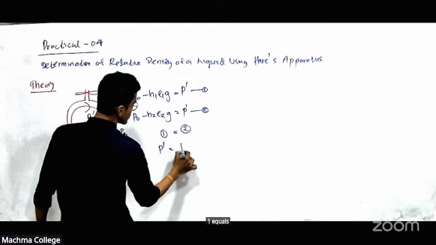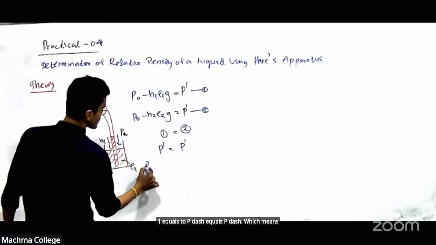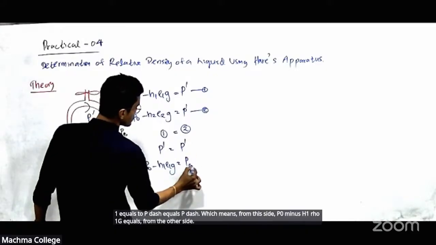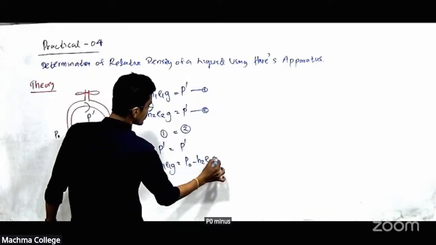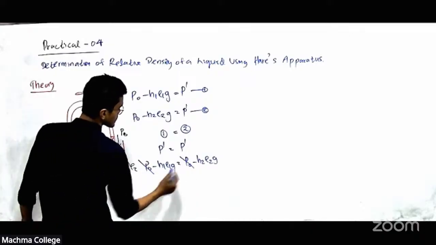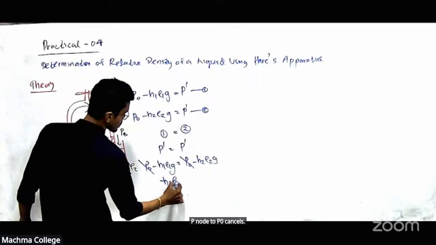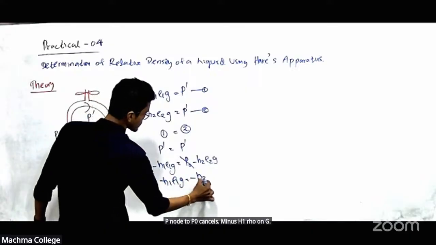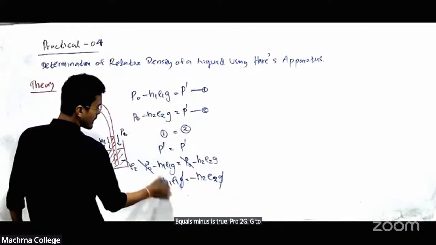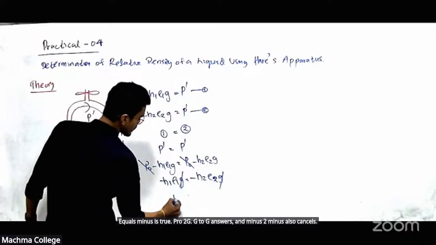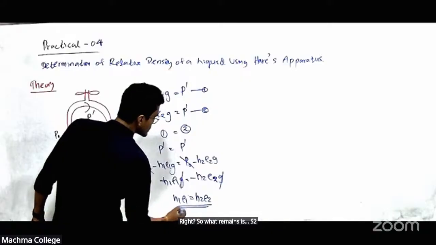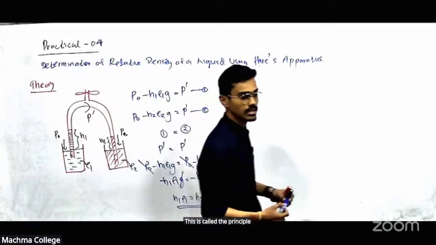P dash equals P dash, which means from this side P naught minus H1 rho 1 g equals from the other side P naught minus H2 rho 2 g. Right? P naught to P naught cancels. Minus H1 rho 1 g equals minus H2 rho 2 g. g to g cancels, and minus to minus also cancels. So what remains is H1 rho 1 equals H2 rho 2. This is called the principle of Hare's apparatus.